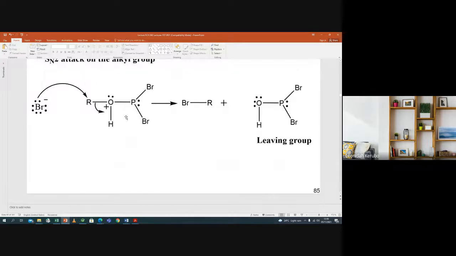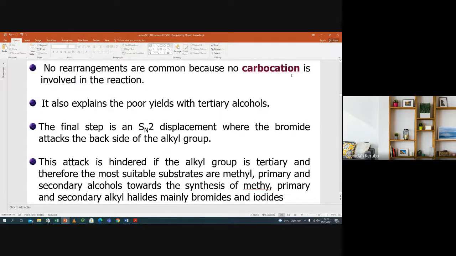So rearrangements are not common because no carbocation is involved in the reaction. For these reactions, there's no carbocation formation as we've seen in SN1 reactions. It also explains the poor yields with tertiary alcohols. It can happen, but the yields are very low and they will not be very important. So it's not the best way to synthesize tertiary alkyl halides.